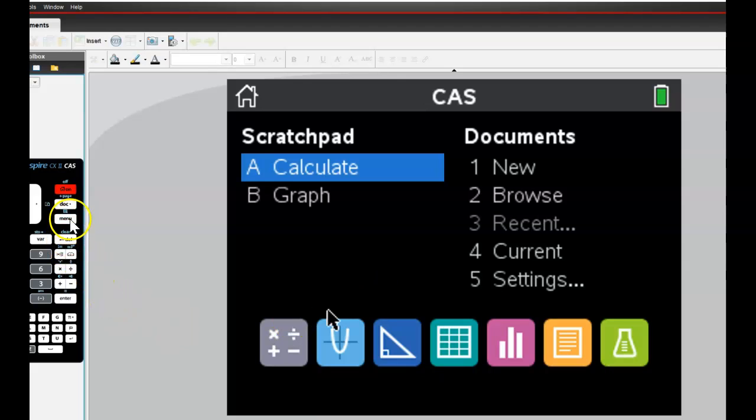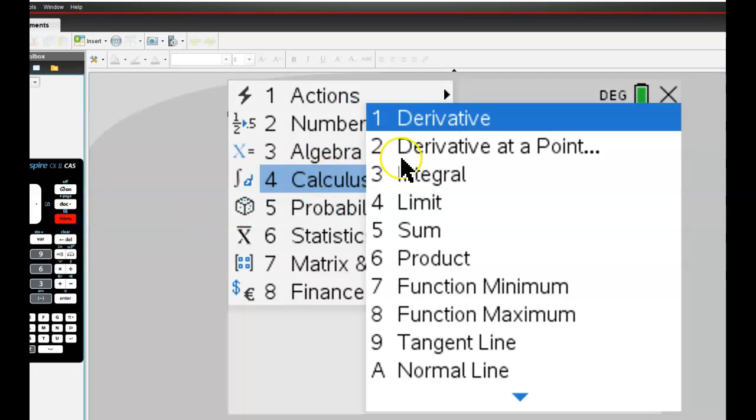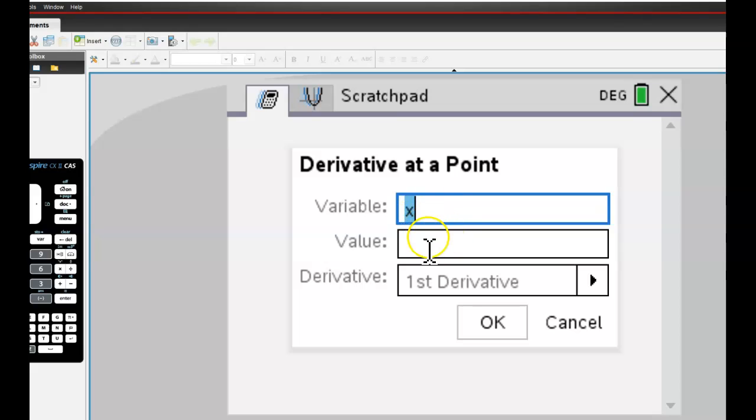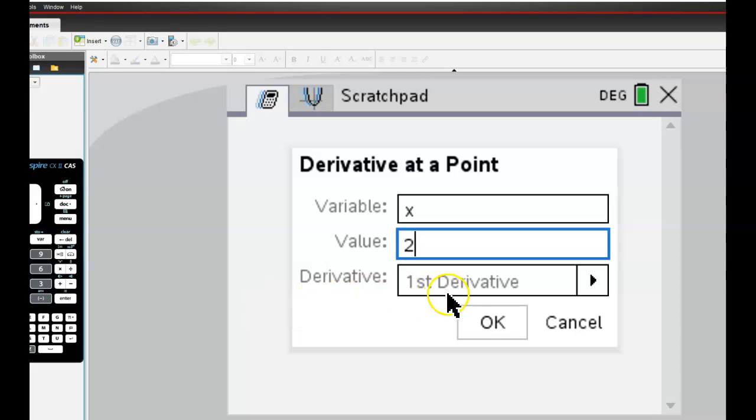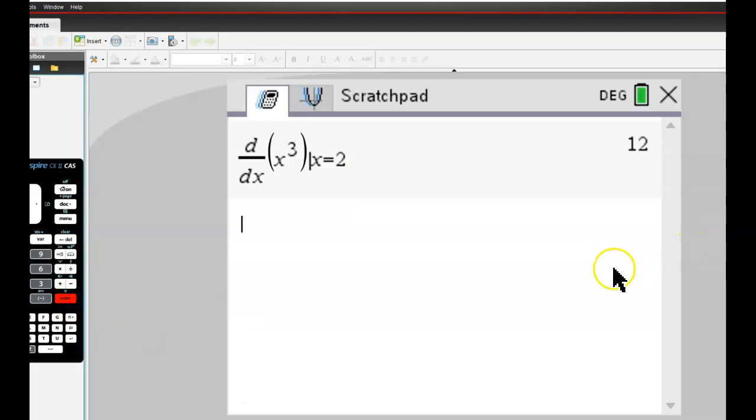So we want to get to the calculate screen. We're going to go menu. There's a couple ways we could do this. Derivative at a point, and the x value that we're calculating at is 2. And now our function, we just type in x to the power of 3. And I hit enter. So that means if I took the derivative and evaluated at 2, it would be 12. Okay, so that's how you do the derivative at a point.